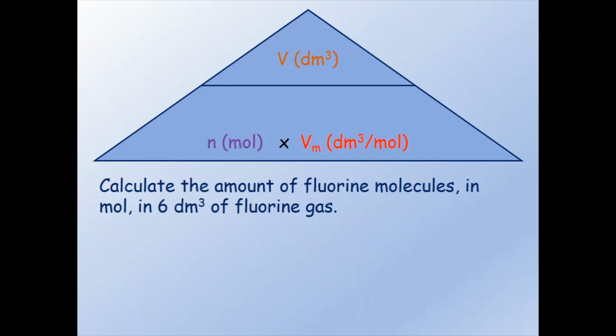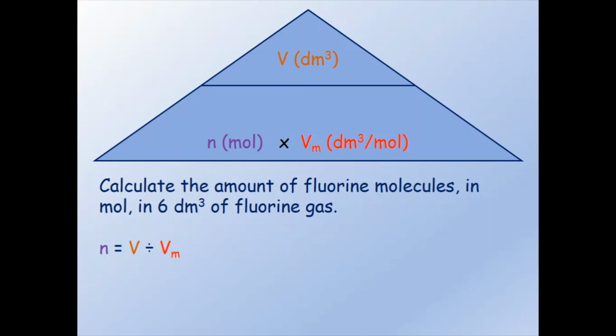Let us look at another example. Calculate the amount of fluorine molecules in mole in 6 dm³ of fluorine gas. Here we have to calculate the amount in mole, which is n, so we have n equals. If we cover up n, we find that to calculate it we have to take the volume V divided by the molar volume Vm, so we get V divided by Vm.